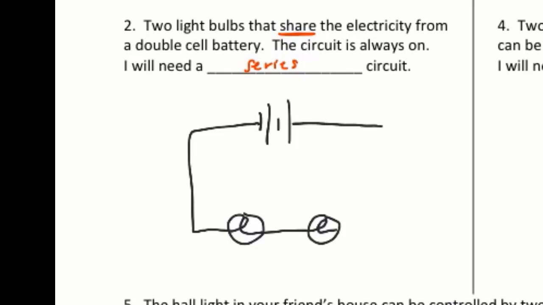And then I can complete the circuit. I always go back and make sure that I read it again. So I've got my double cell battery, check. I've got my 2 light bulbs, check, check. And the circuit is always on. Yep, there's no switch or anything. I'm good to go, I'm done.